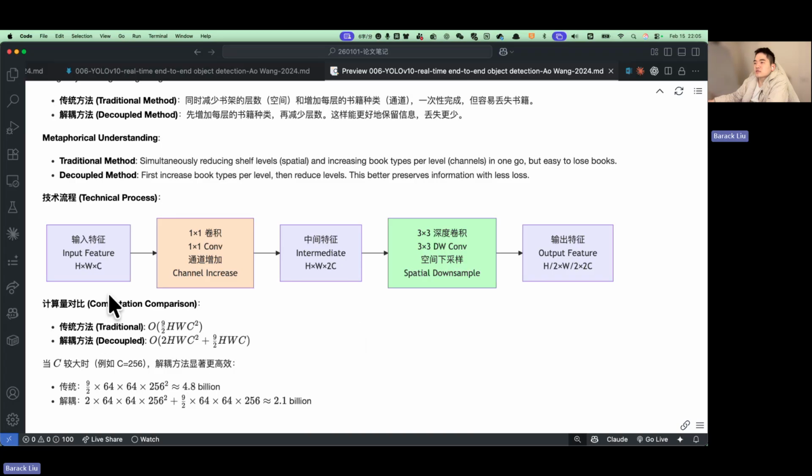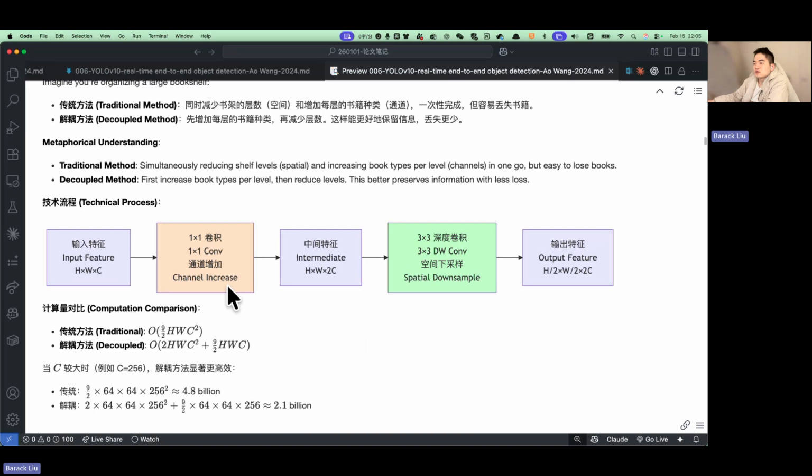So the technical process is: input feature, increase channel, intermediate, spatial downsample, and output feature.